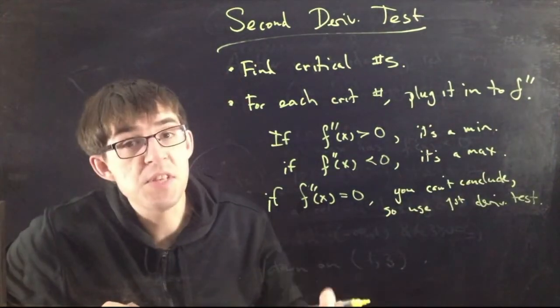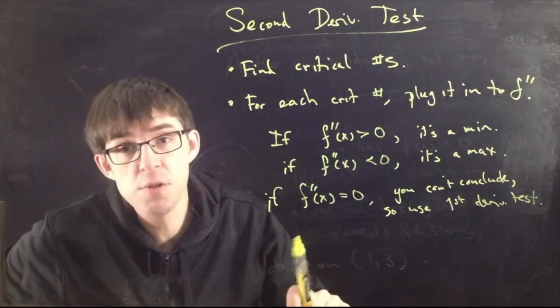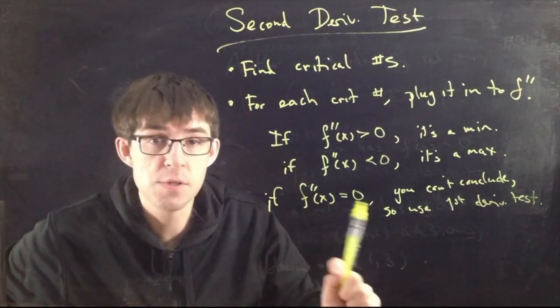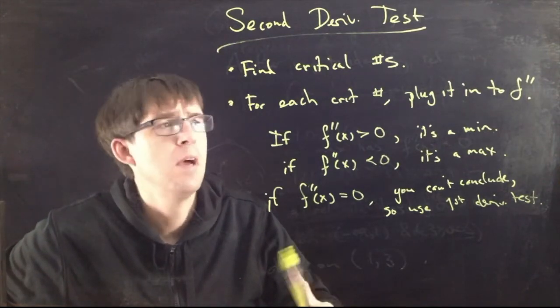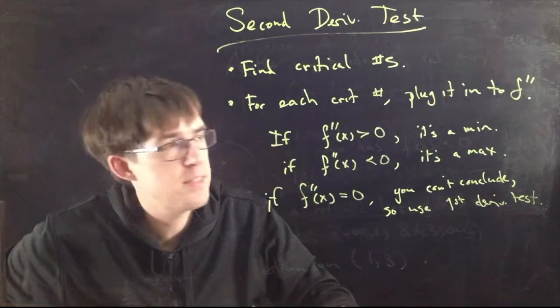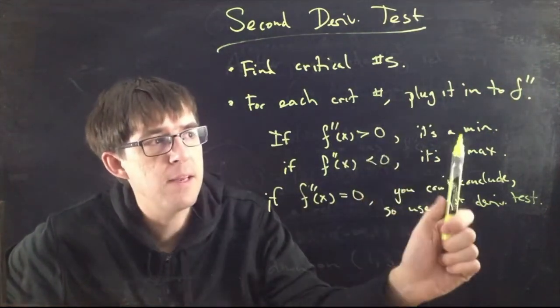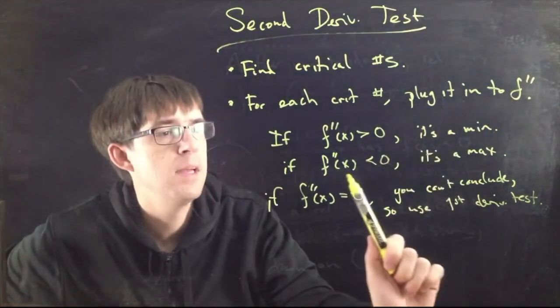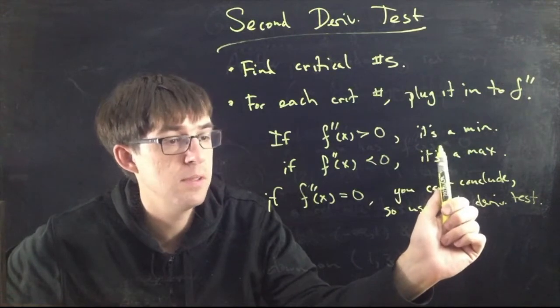All right, this is the second derivative test, how you do it. First of all, you have to find the critical numbers in the same way that you did using the first derivative test. That is, you say when the derivative equals 0, when the derivative does not exist. And then, for each critical number, you plug it into the second derivative. If the second derivative is positive, that indicates that this critical number is a minimum. If the second derivative is negative, it indicates that the critical number is a maximum.